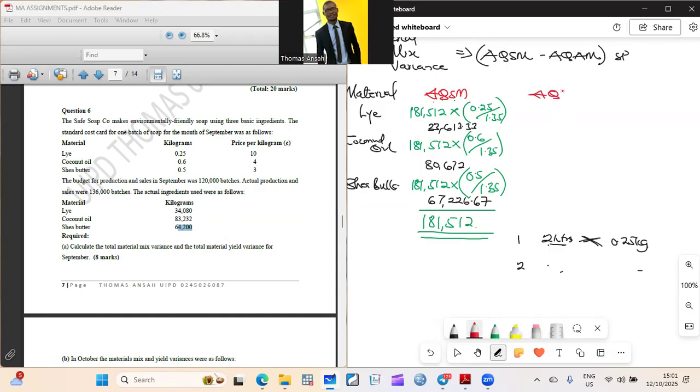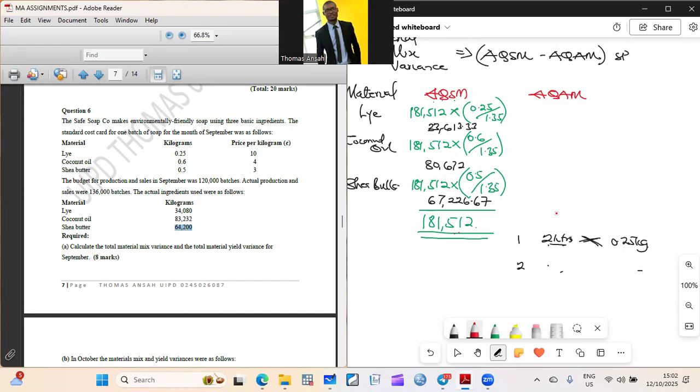AQAM. Actual mix. I think that one is done for you already. True or false? The actual mix is done for you already. Because you are going to take this. This is the actual mix of this figure. It has already been done for you already. So this is it. This is the actual mix.